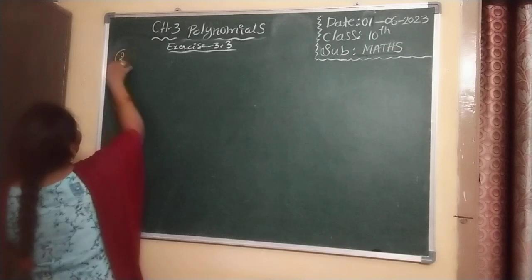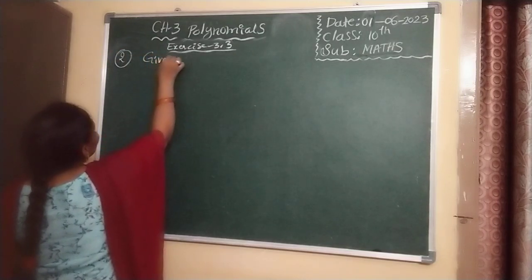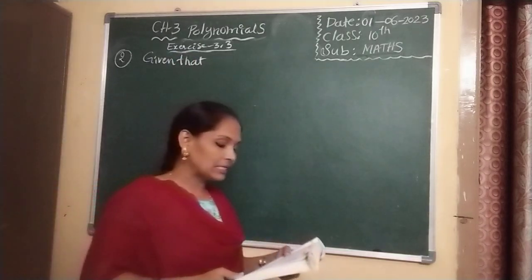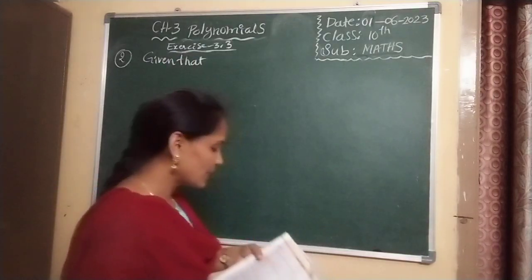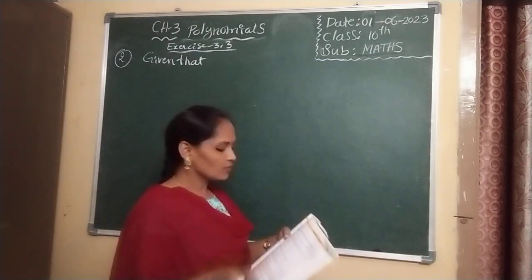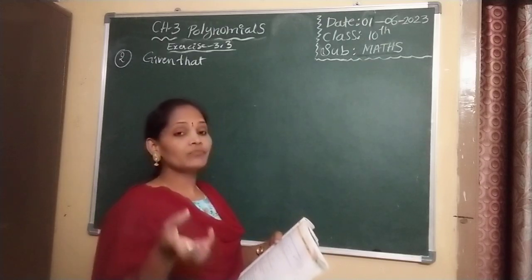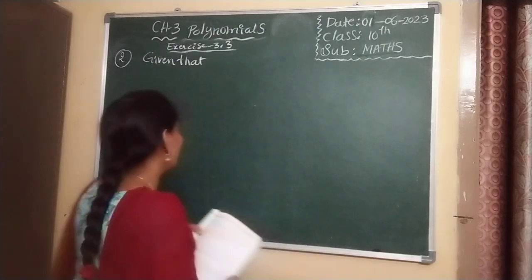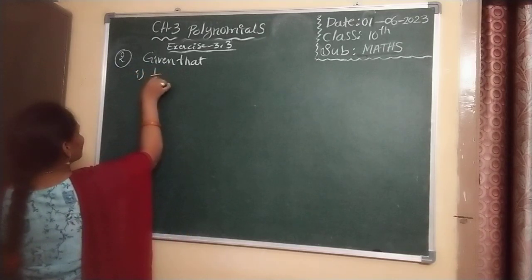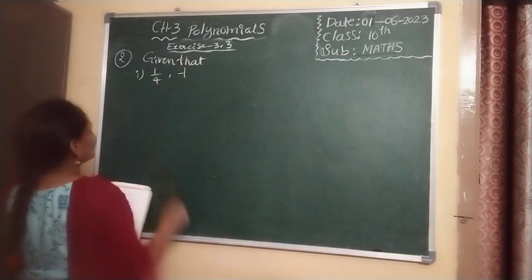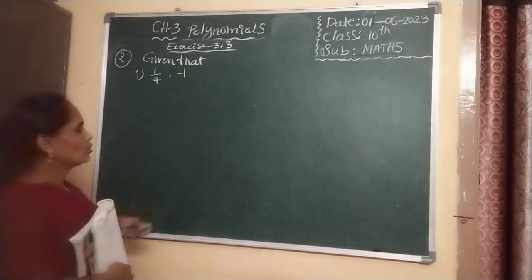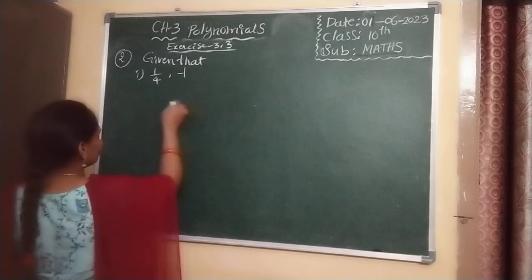Second question, given that, find the quadratic polynomial in each case with the given numbers as the sum and product of zeros respectively. Here the sum is given, the product is also given. From this given information we can find the quadratic polynomial, right? So here the first bit is 1 by 4 comma minus 1. This means the sum of zeros, and this is the product of zeros. Now we should write the quadratic polynomial for that.